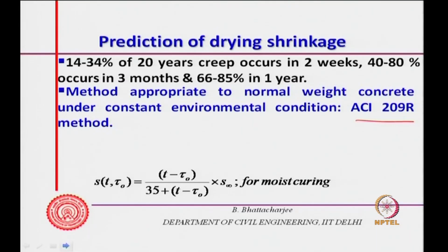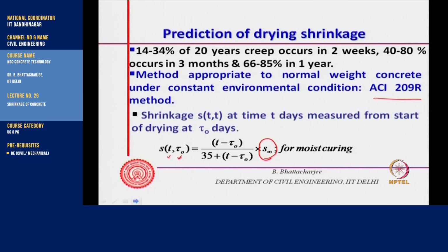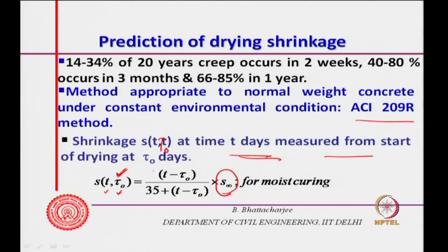So, what it says: shrinkage at any time when drying has started from t0 would be given as S_ultimate, which is the ultimate shrinkage. This is given by this formula. So, shrinkage S(t, t0) is measured at time t days from the start of drying at t0 days. So, drying starts from t0 time, and shrinkage is given.